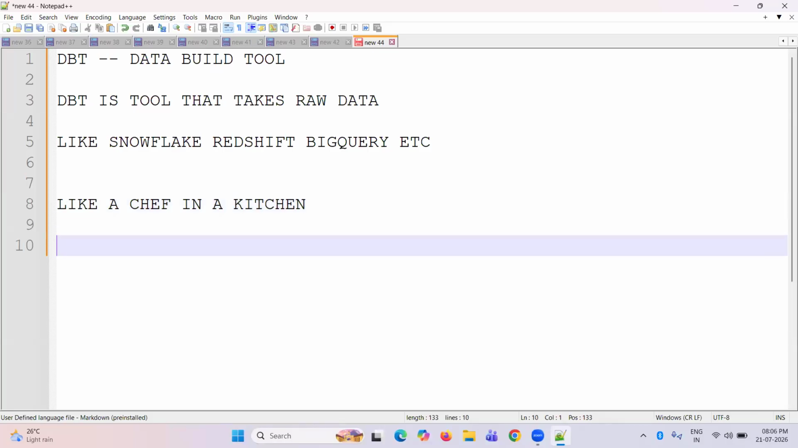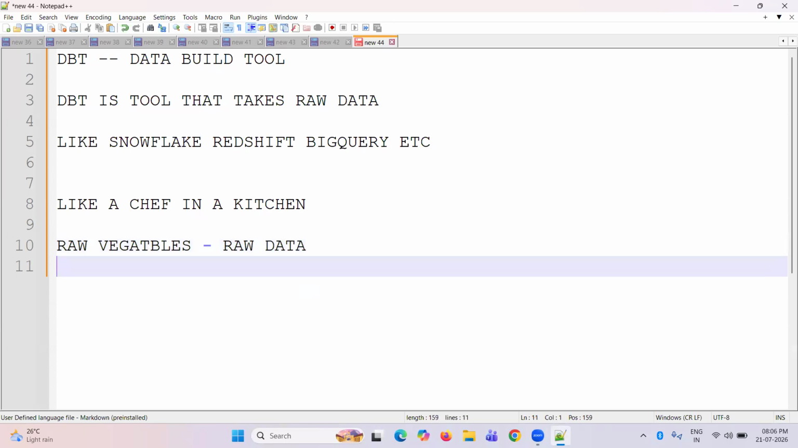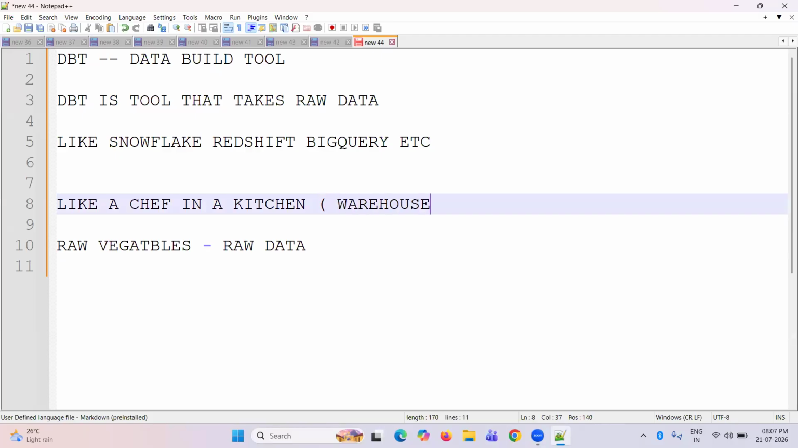The kitchen. So raw vegetables are like raw data, already in the kitchen, like a warehouse. So the kitchen is like a warehouse, and the data is in the kitchen. Warehouse means Snowflake. Already we have data in Snowflake. It's a warehouse, it's like a kitchen.